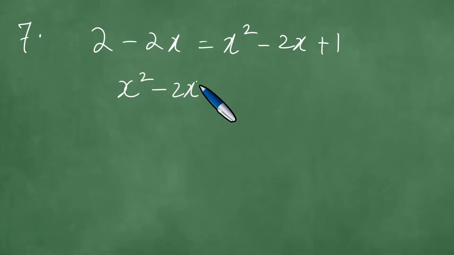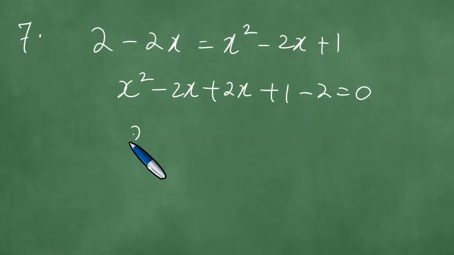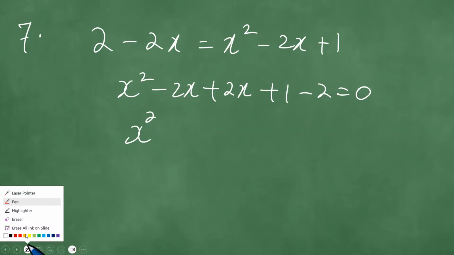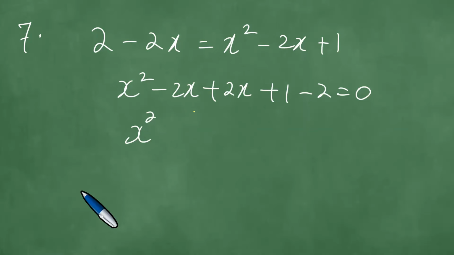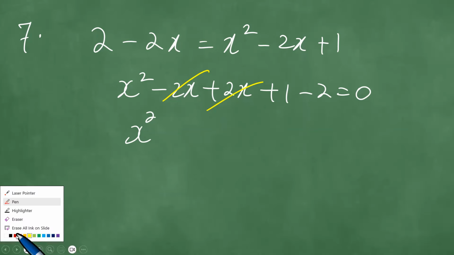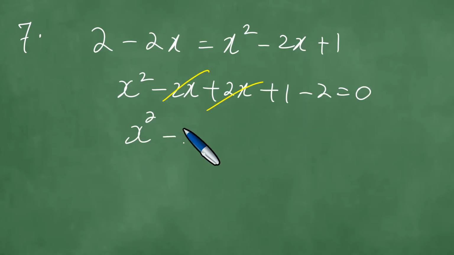You have minus 2x, you bring this one across, it becomes plus 2x. If you bring it across, it's plus, and then you have 1 and you bring the 2 across, it becomes minus 2, equals 0. Now you have x squared, so you have cancellation. The cancellation law applies, so these two things cancel out, and then you have x squared minus 1 equals 0. This is the difference of two squares.